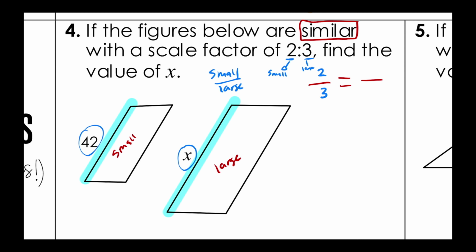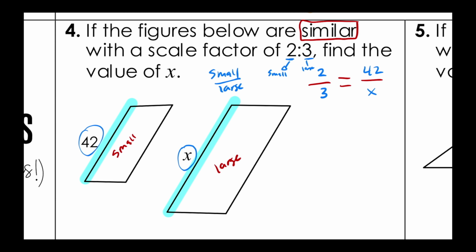So which one is the small one, 42 or x? Which one is the small one, 42 or x? They give you the length of one of them, and then they give you x. They don't know the length of the other one. Right? 42 is the small one. Very good. So I'm going to put that up top, 42. And then what's the length of the corresponding large one? What's the one that matches that? Well, we don't know that, do we? It's called x. So guess what we're going to put there? We're going to put x.